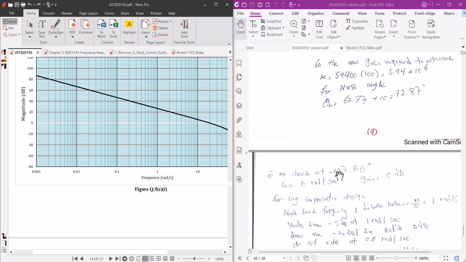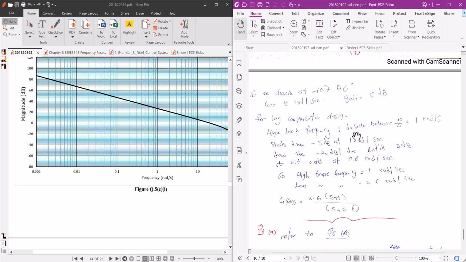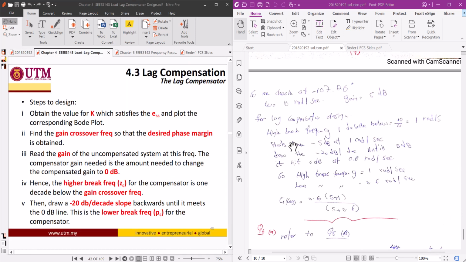So the standard procedure for the lag compensator is that the high break frequency is 1 decade below. One decade below means 10 divided by 10, that is 1 radian per second. One decade below, 10 times below. So 1 radian per second will be the high break frequency, and it is a standard method. The frequency is 10 radian per second, gain is 5 dB. The high break frequency for the compensator is 1 decade below the gain crossover frequency.